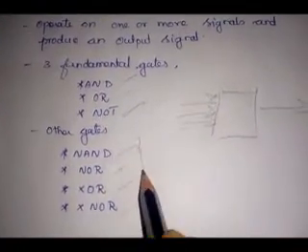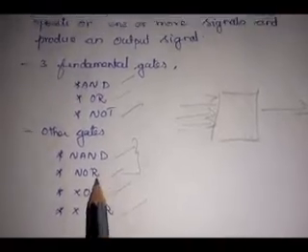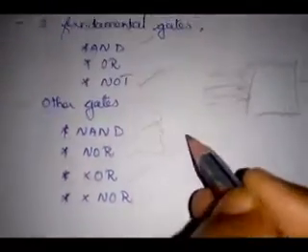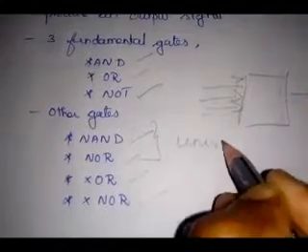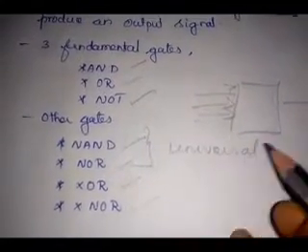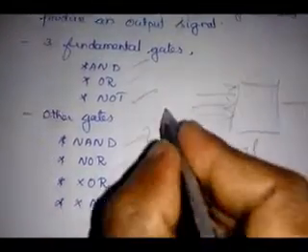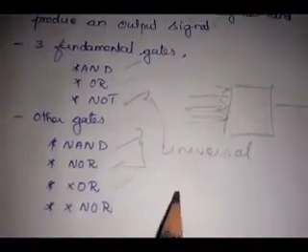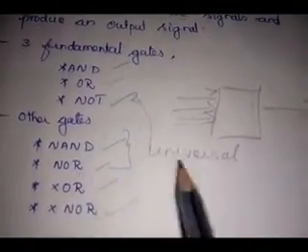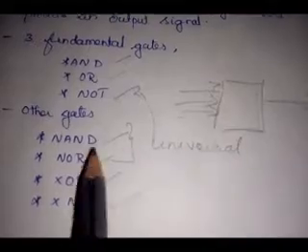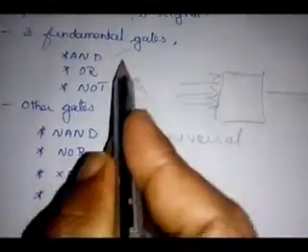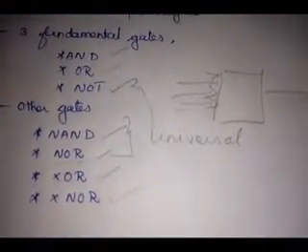Here these two gates, NAND gate and NOR gate, are also called universal gates because these gates are derived from the fundamental gates. Did you get? NAND and NOR gates are called universal gates because these gates are derived from the fundamental gates. Did you get?